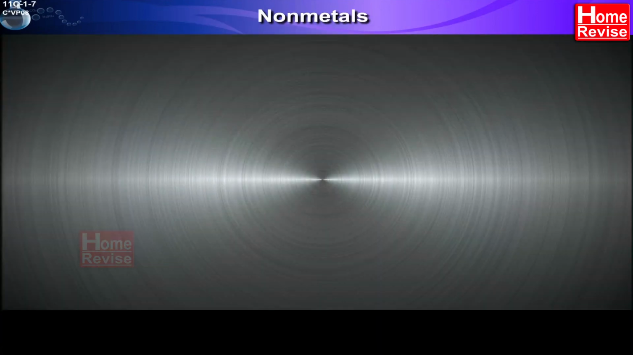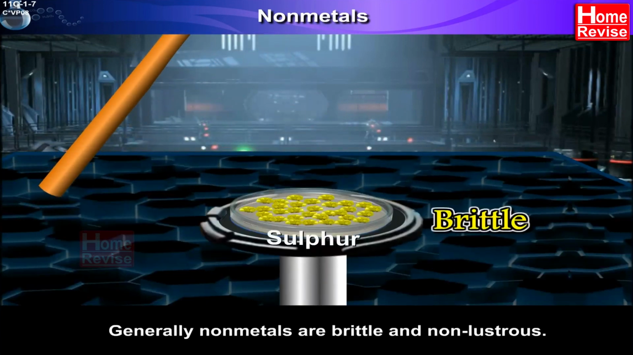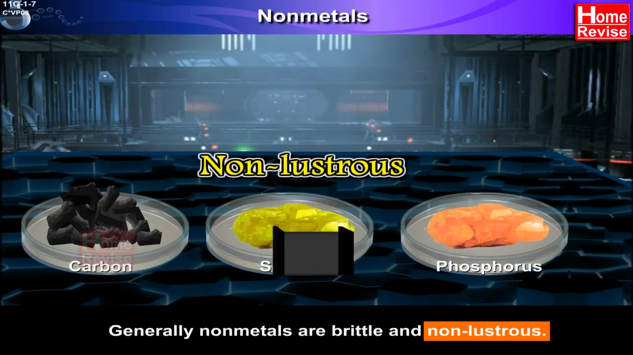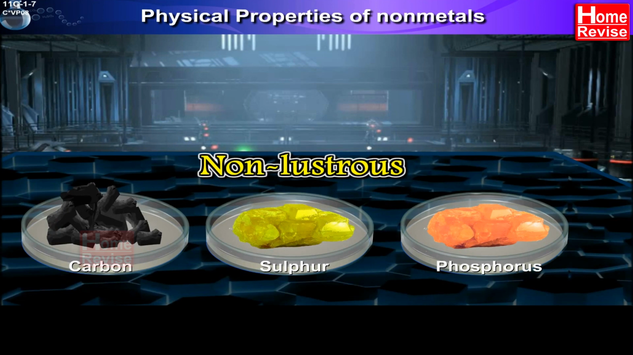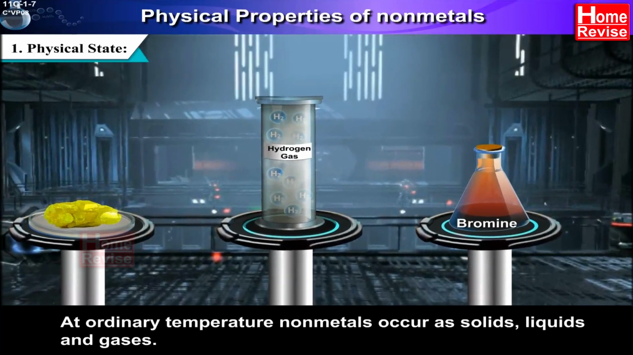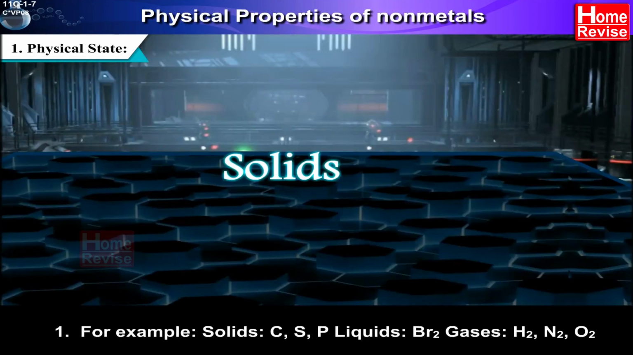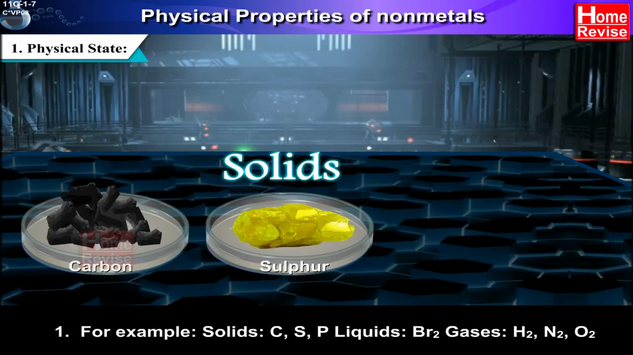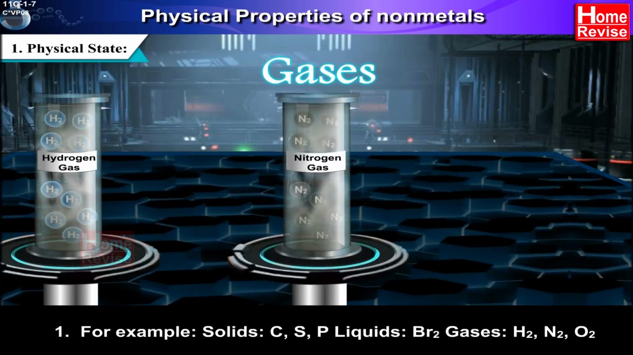Non-metals. Carbon, sulfur, phosphorus are a few non-metals. Generally, non-metals are brittle and non-lustrous. Non-lustrous means non-shiny. Physical properties of non-metals. 1. Physical state. At ordinary temperature, non-metals occur as solids, liquids and gases. For example, solids: carbon, sulfur, phosphorus; liquid: Br2, bromine; gases: hydrogen, nitrogen, oxygen.